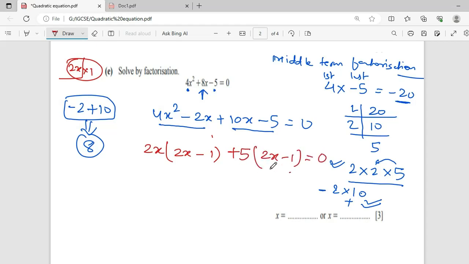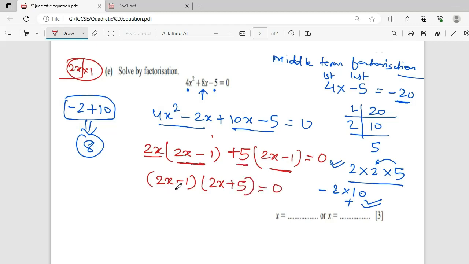Now if these two terms are equal, got it, that means your factorization is correct till now. So this 2x minus 1, I'm going to take common, and what is remaining here? 2x, and here plus 5. I'm going to write it like this.